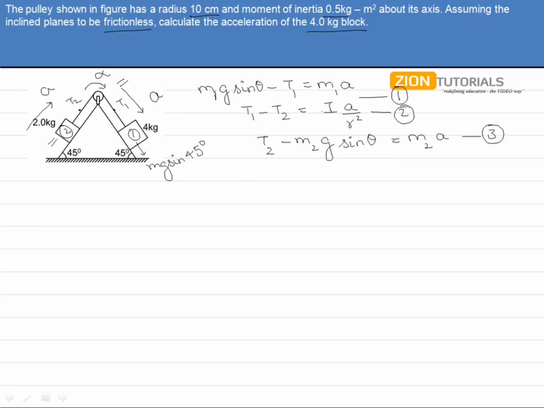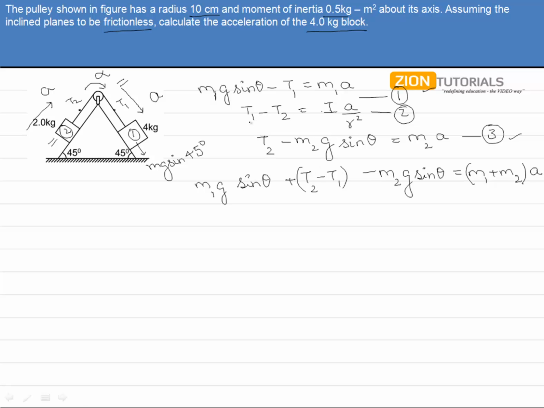Now if we add equation first and equation third, then we are going to get m1g sine theta plus T2 minus T1 minus m2g sine theta equals m1 plus m2 into a.